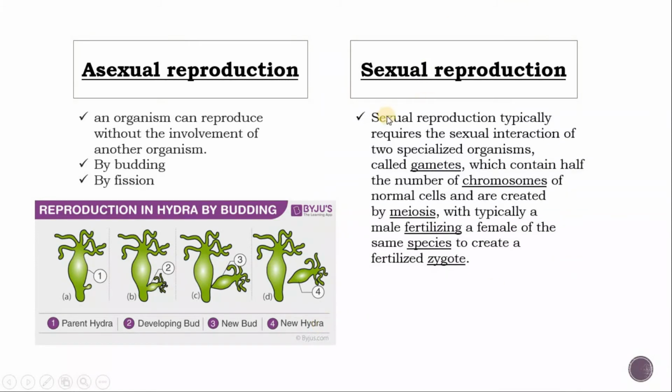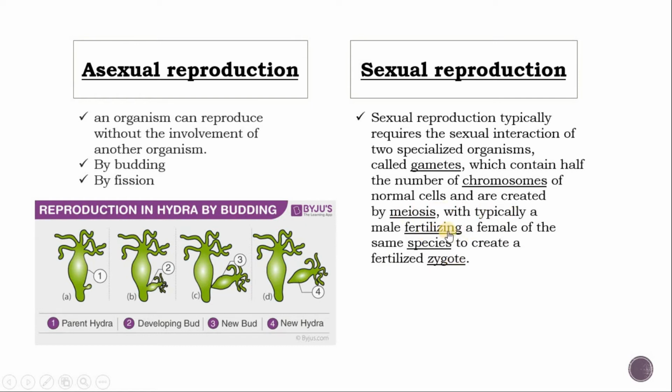In sexual reproduction, what is sexual reproduction? Sexual reproduction typically requires the sexual interaction of two specialized cells called gametes, male gamete and female gamete, which contain half the number of chromosomes of normal cells and are created by meiosis, with typically a male fertilizing a female of the same species to create a fertilized zygote.